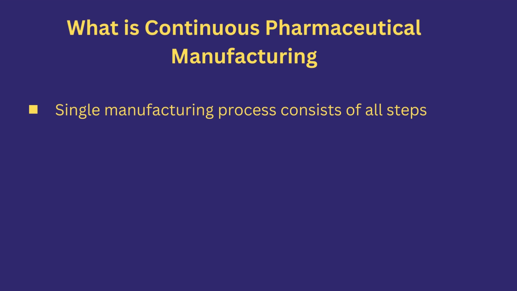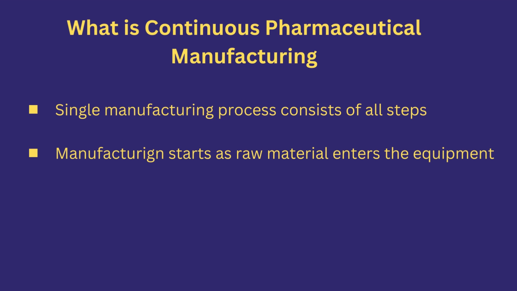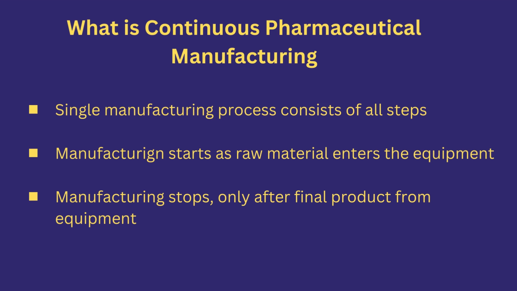A single manufacturing process consists of all steps of a traditional manufacturing stage in a more concise, cost-effective, and productive manner. As the raw materials enter the equipment, manufacturing is started without any additional arrangements or accessories. The entire manufacturing process continues until the final product comes out of the equipment. Only when the final product comes out of the equipment is manufacturing stopped.